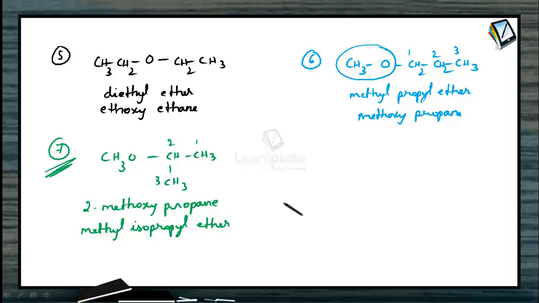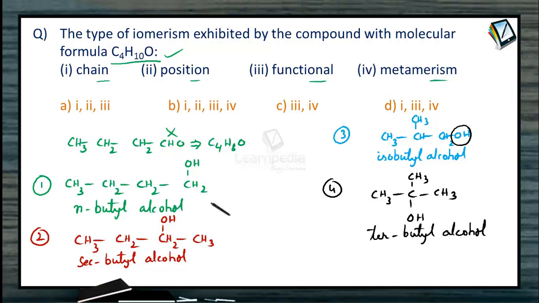Now let us check out what are the various types of isomerism exhibited by this compound. See here, N-butyl alcohol and secondary butyl alcohol, they differ only in the position of the OH group, isn't it? So definitely I can say that this compound is exhibiting position isomerism. Now when you compare structure 1 or 2 with 3 or 4, means 1 with 3, 1 with 4, or separately 2 compare with 3 or with 4.